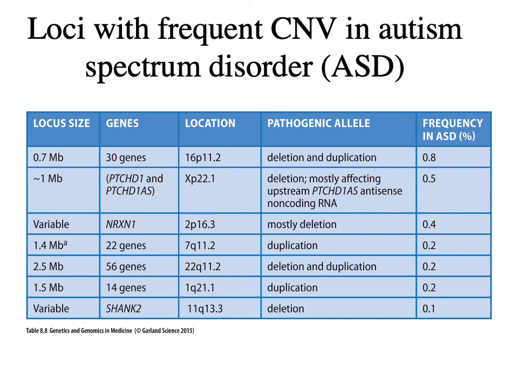In addition, there are examples of loci that frequently undergo copy number variation, such as those that are involved in autism spectrum disorder. So there are quite a few loci on a wide variety of chromosomes that undergo frequent copy number variation, and that is associated with autism spectrum disorder.